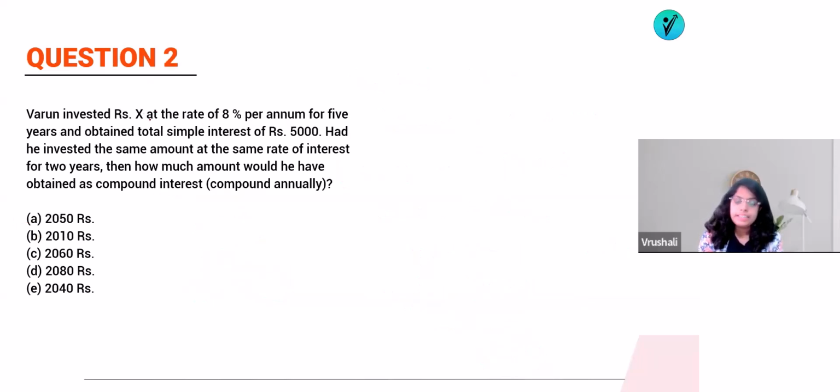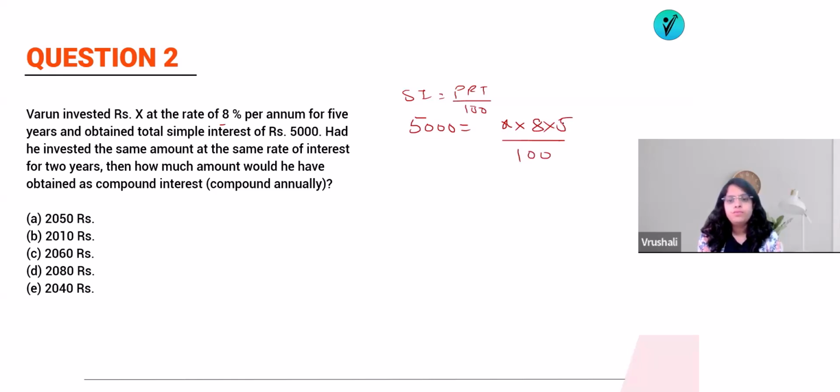Varun invested rupees X at the rate of 8% per annum for 5 years. Now you have to pause the video and try to solve it first, and then you can watch the video. So Varun has invested X rupees at 8% per annum for 5 years and obtained a simple interest of 5,000 rupees. What I know is that SI is equal to PRT by 100. So we can find out this principal P. 5,000 is equal to X into 8% for 5 years. So how much will it be? 8 fives are 40. So X will be equal to 5,000 into 100 by 40.